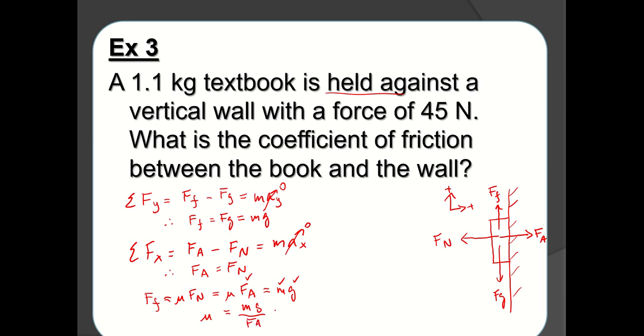Now we can plug in the numbers: 1.1 times 9.8 over 45. So we have 1.1 times 9.8 divided by 45, and we get 0.2395 repeating. Now we do need to round this to the proper number of significant digits, which is going to be 2, so it's going to be 0.24. That's our coefficient of friction.